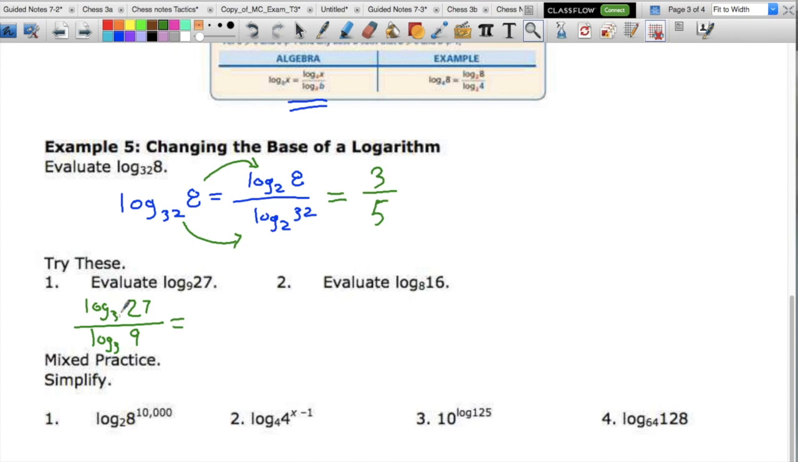Which one do you want to know? Where I got the 3? Where'd you get the 3? Because I see 9 and I see 27, I think 3 is going to work, right? 3 is going to go into 9 with an exponent, and 3 is going to go into 27 with an exponent. What if 3 doesn't work? Let's try something else. But 3 to the what is 27?